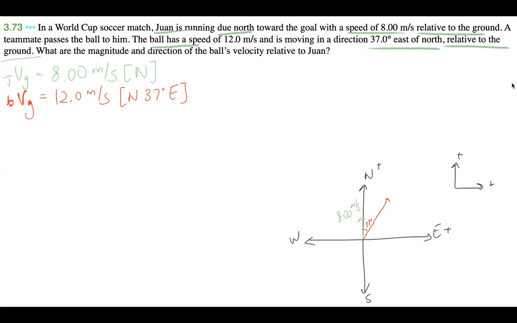So in this case, we know that both the x and y are positive, because this is positive and this is positive. Of course, if it were like this, then we would know that both the x and y are negative. Okay. So 37 degrees east of north, and this is going to be 12.0 meters per second.